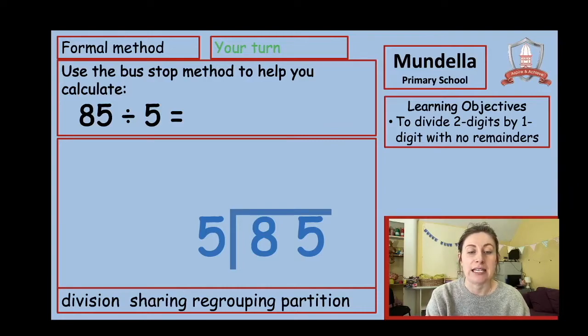Okay, let's see how you did. So how many 5s go into 8? Well, it only goes in once fully, doesn't it? So that 1 goes above. How many is left over? 3 is left over. So we put that 3 next to the 5.